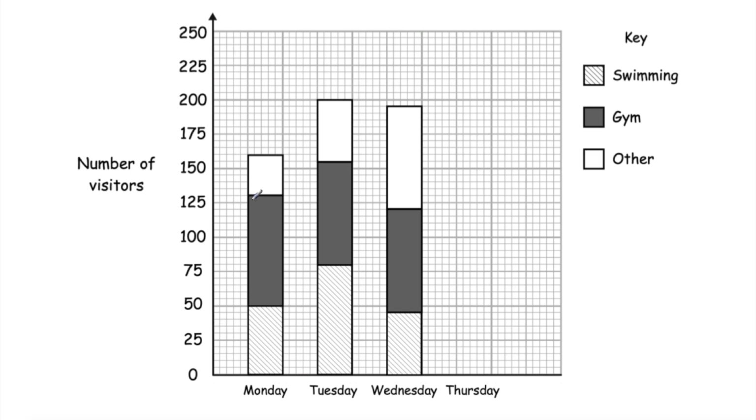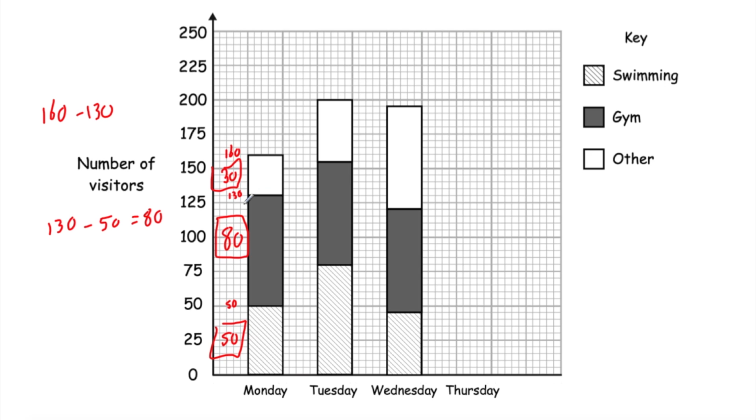So here we've got 125, so that's 130 there. And this part was 50. If we do 130 take away 50, that's equal to 80. So 80 people went to the gym on Monday. 50 people went swimming on Monday. And then the others, this part here, we could look at the total height, which is 160, because that's 155 and 160, and take away 130. So 160 take away 130 is equal to 30. Or another way you could do it is just go up in fives: 5, 10, 15, 20, 25, 30.